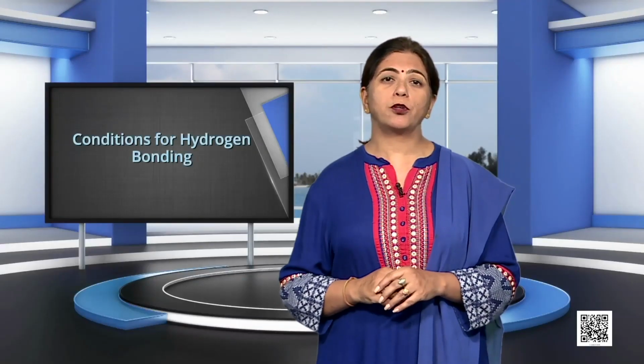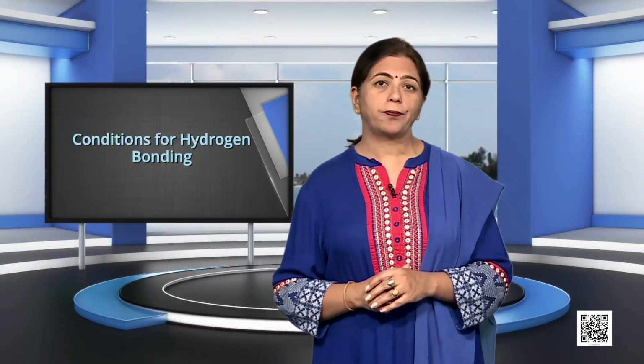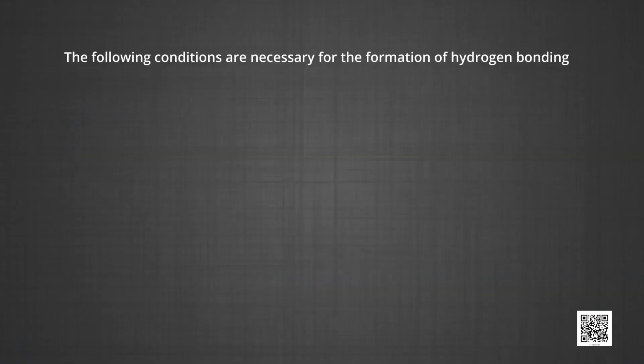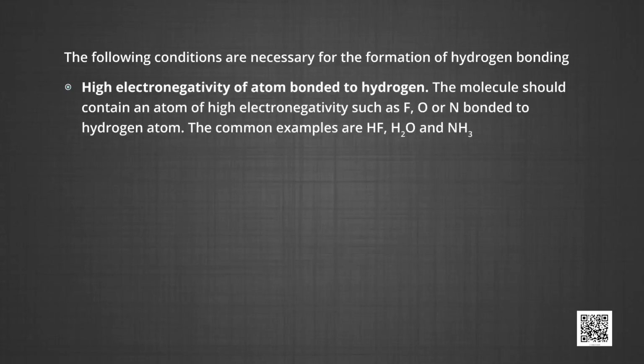Now, let me discuss the conditions for hydrogen bonding. The following conditions are necessary for the formation of a hydrogen bond. The first one is high electronegativity of the atom bonded to hydrogen. The molecule should contain an atom of high electronegativity. Again, it is fluorine, oxygen or nitrogen bonded to a hydrogen atom. The common examples are hydrogen fluoride, water and ammonia, that is NH3.